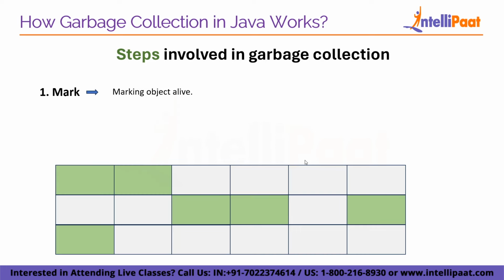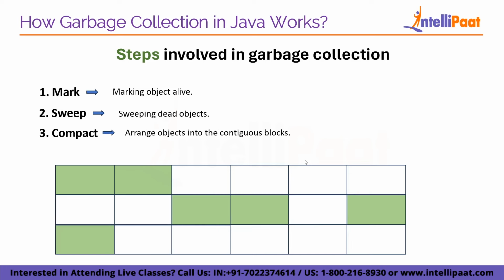The very first one is mark. So the garbage collector scans the heap memory segment and marks all the live objects. And the second one is sweep. Then sweep comes into play. So in this step, the garbage collector recycles all the unreferenced objects from the heap. And the third step is compact. See, what basically happens, the sweep step leaves many empty regions in the heap memory, which causes memory fragmentation. Hence, compact helps in arranging the objects into contiguous blocks.